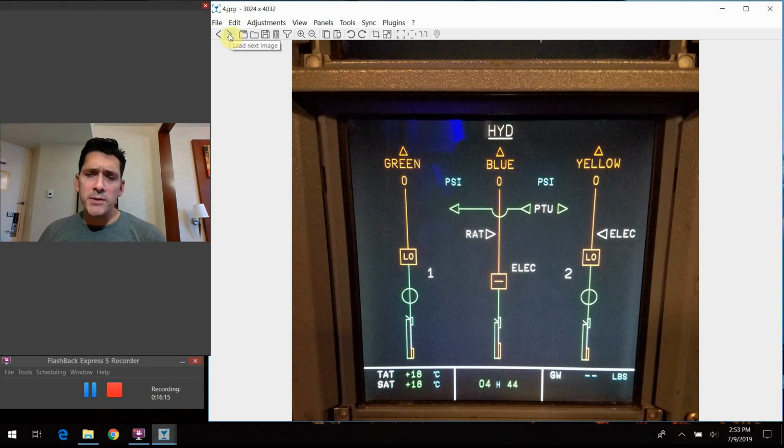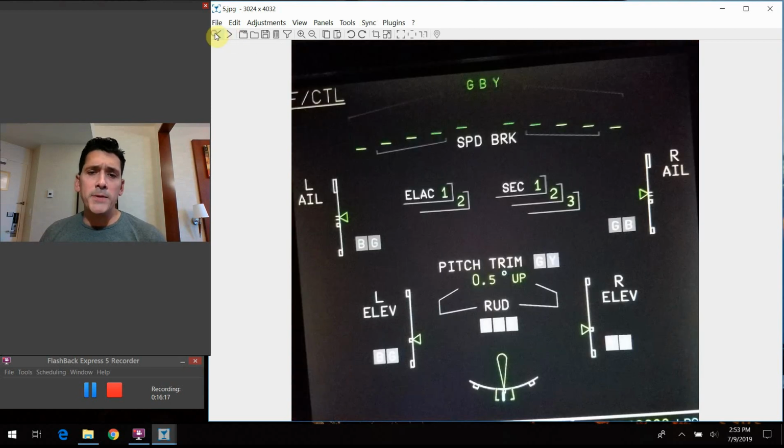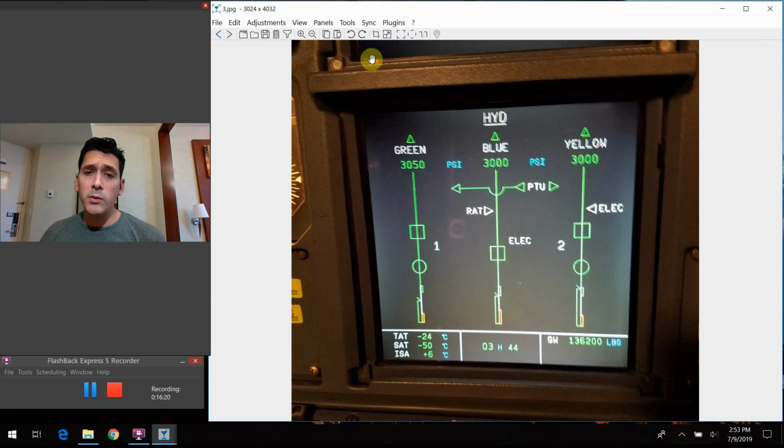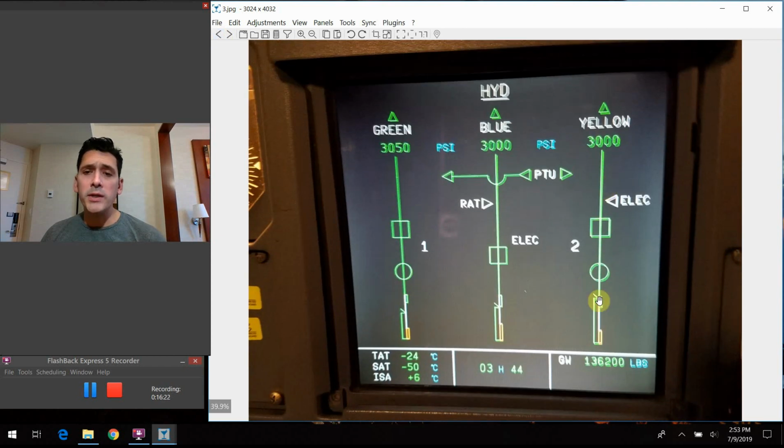So to contrast that, let's take a snapshot of what it looks like when we're flying. This is the normal indication that we'd see when we're up in the air, for example. So everything's on. We have normal pressures. Everything's green. The PTU is not running.